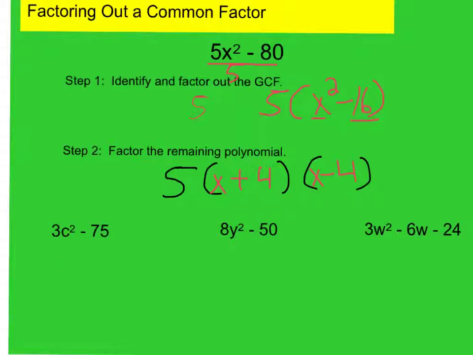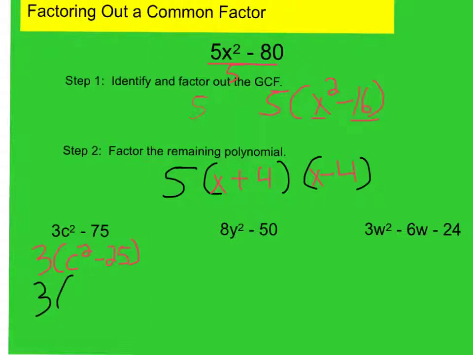Okay, let's continue. What's the largest number that can divide 3 and 75? Well, it's 3, and when you divide everything by 3, here's what's left. Say to yourself, is this a perfect square? Yes. Is this a perfect square? Yes, and it's minusing, so we can continue to factor.